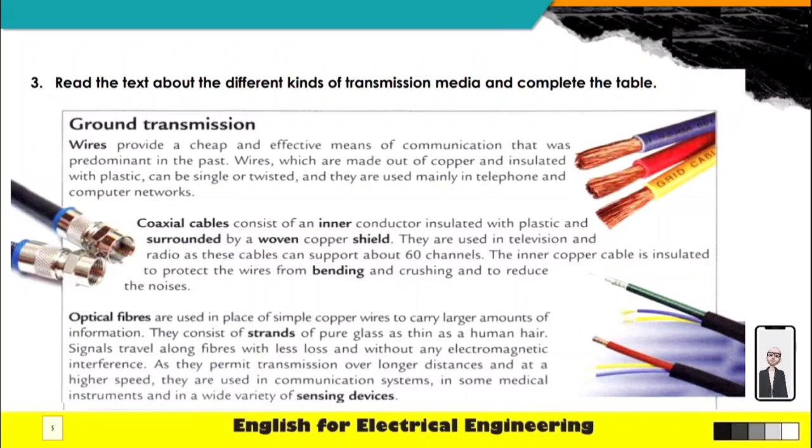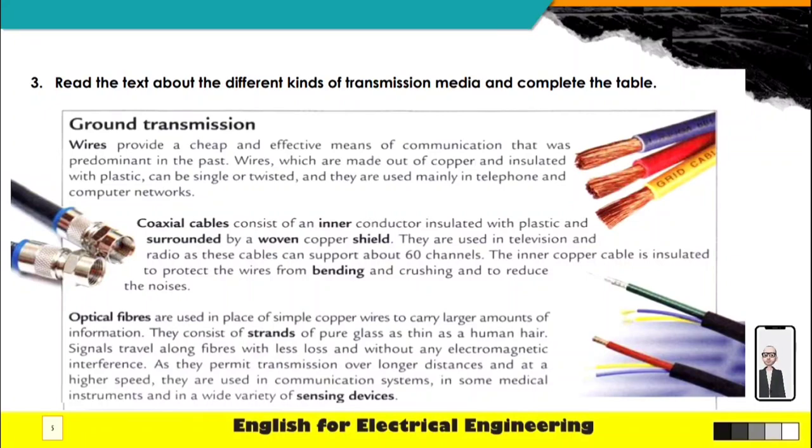Coaxial cables consist of an inner conductor insulated with plastic and surrounded by a woven copper shield. They are used in television and radio as these cables can support about 60 different channels. The inner copper cable is insulated to protect the wires from bending and crushing and to reduce the noise. Optical fibers are used in place of simple copper wires to carry larger amounts of information. They consist of strands of pure glass as thin as human hair.